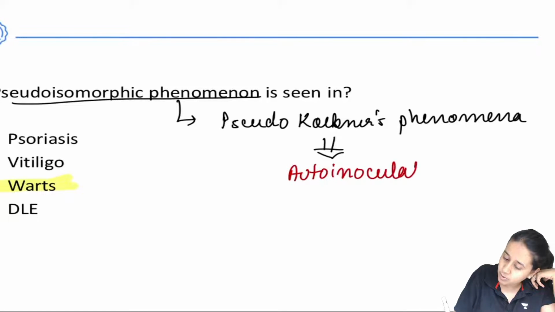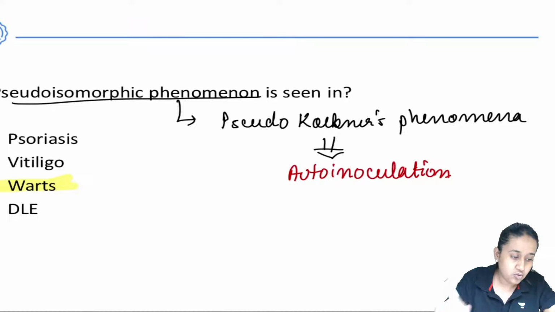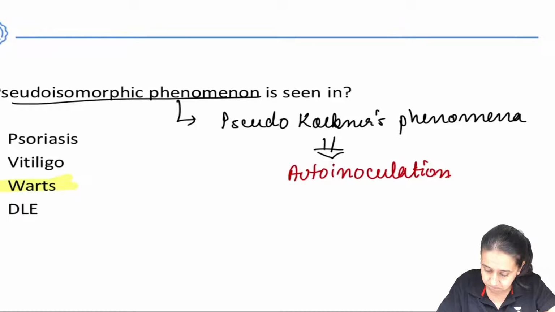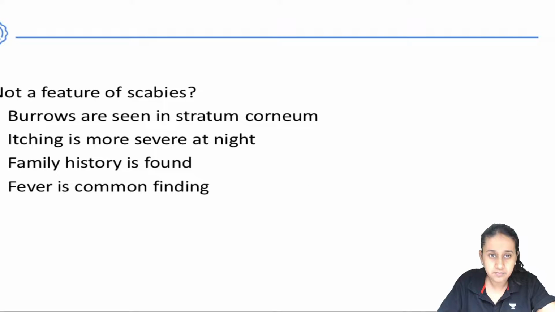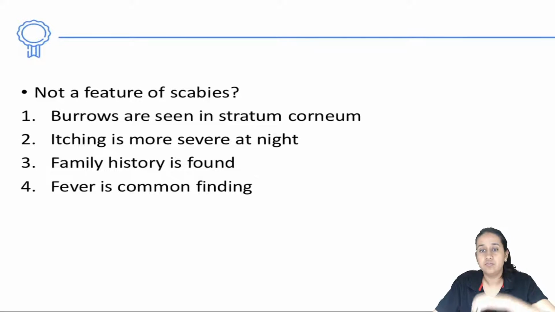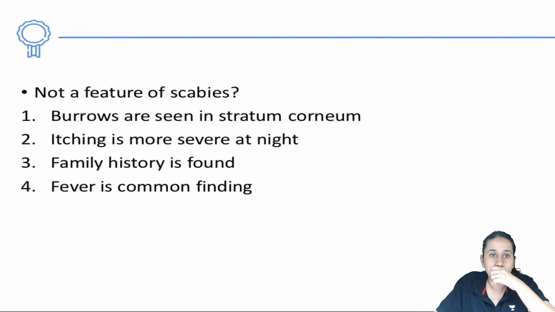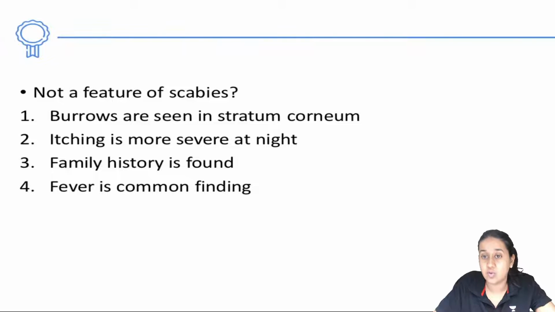And auto-inoculation is only possible in infectious conditions. So viral wart, molluscum contagiosum, all of them have pseudo-isomorphic phenomenon present in them. Clear? Not a feature of scabies. Prince, in vitiligo you see true Koebner, not pseudo. So in vitiligo, lichen planus and psoriasis you see true Koebner. Pseudo-Koebner is seen in infectious conditions.